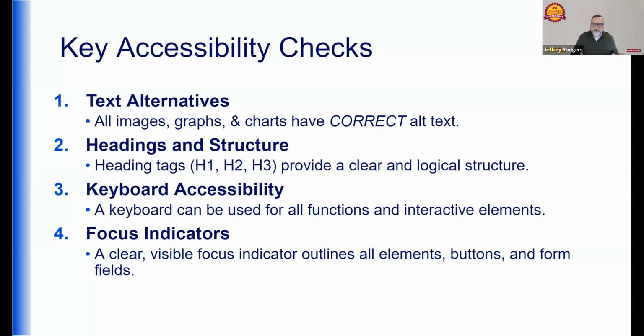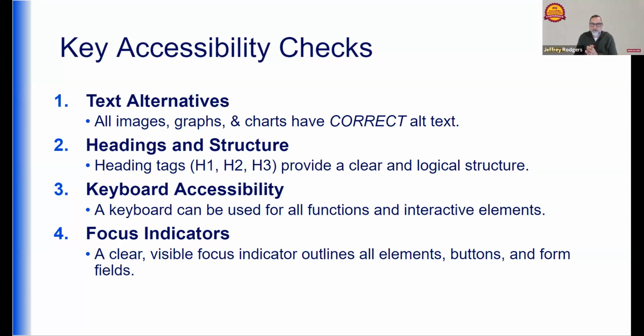And so the first of these key accessibility checks that we want to do is to make sure there are text alternatives. So all of the images, graphs, and charts have correct alt text. And we just heard in the last presentation, they talked about this some too. The important aspect is correct alt text. So if you are going to be checking this for your particular course or subject matter, as the subject matter expert, you would want to make sure that it's correct, not just in grammar and punctuation, but that the correct context and purpose is being conveyed through the alt text.